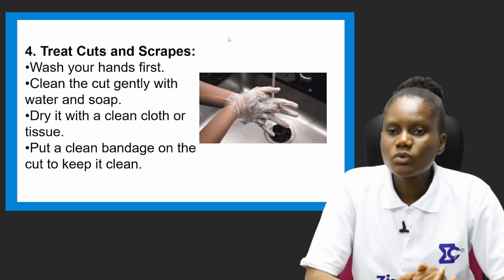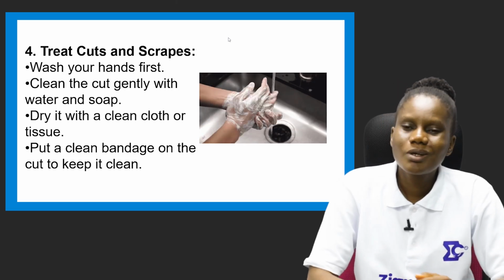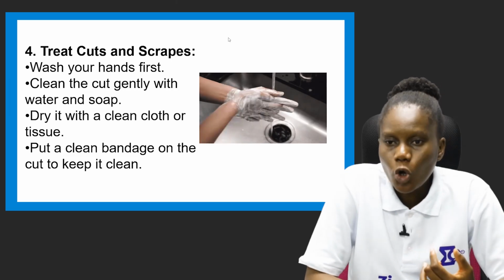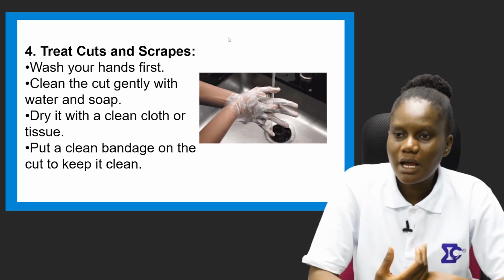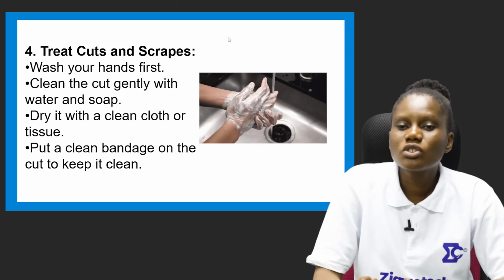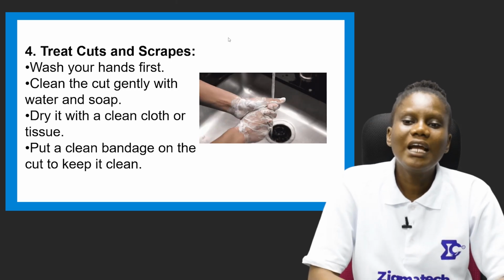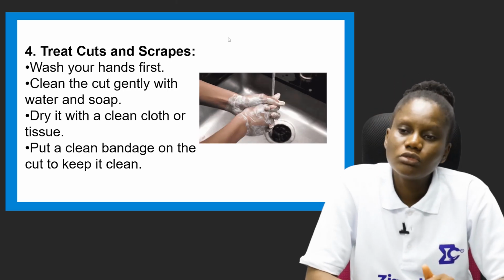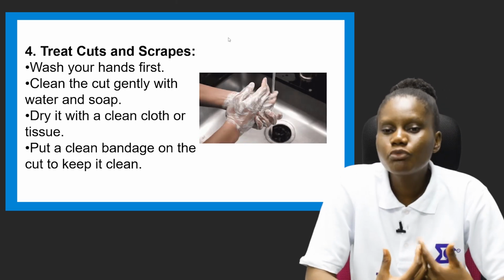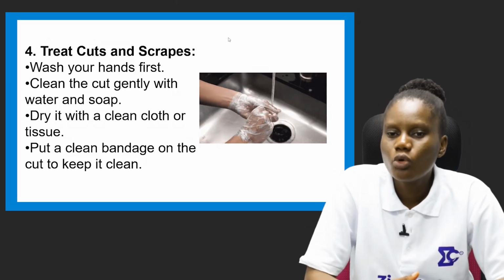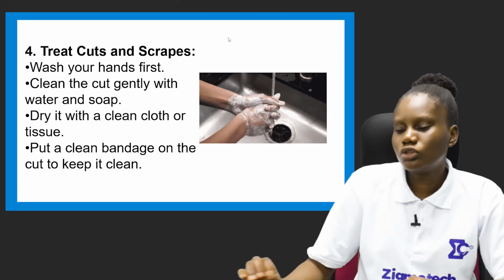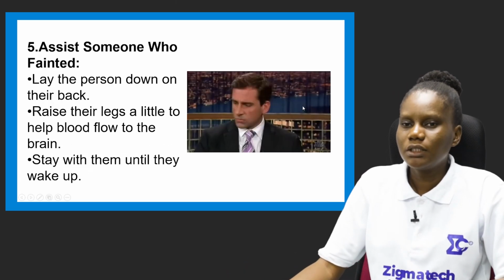Number four is treat cuts and scrapes. How do you treat cuts and scrapes? Wash your hands first. Then also put on your gloves if they are available. Then clean the cut gently with water and soap. Dry it with a clean cloth or tissue or a sterile bandage. Then put a clean bandage on the cut to keep it clean.